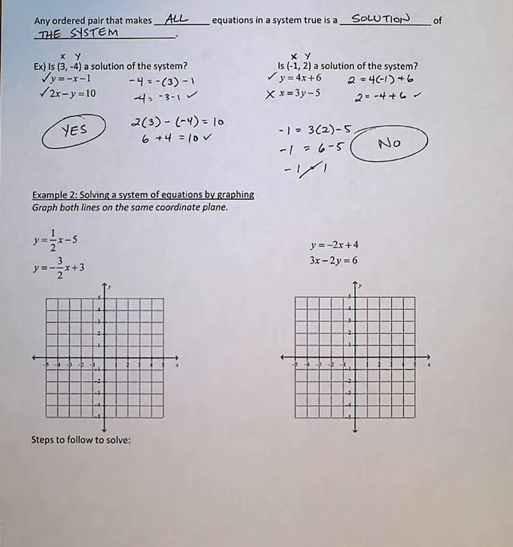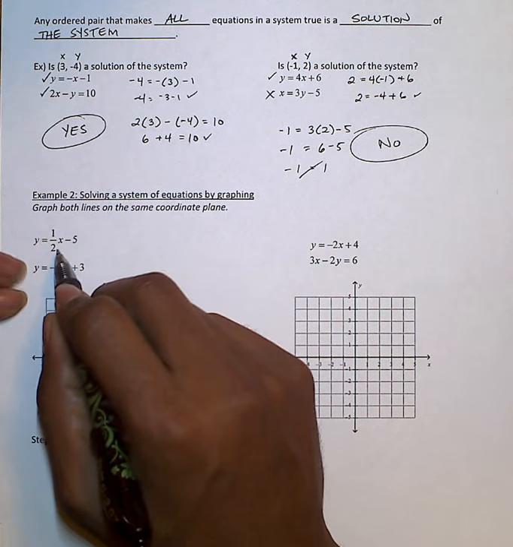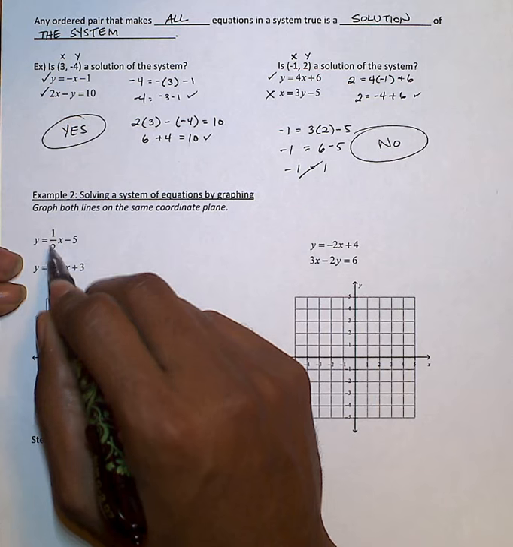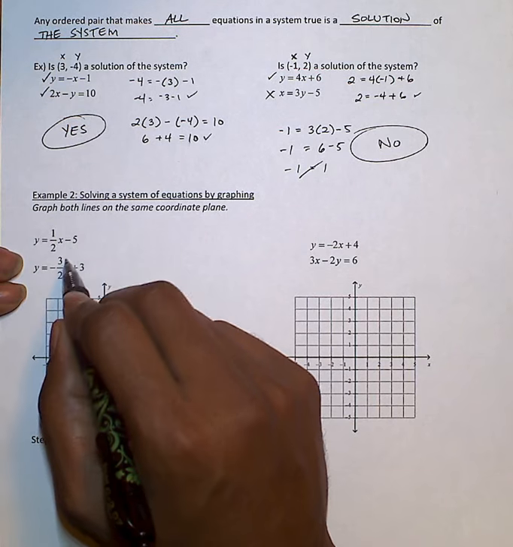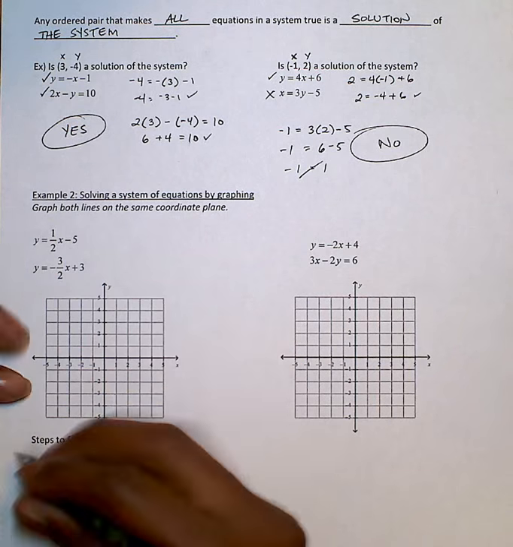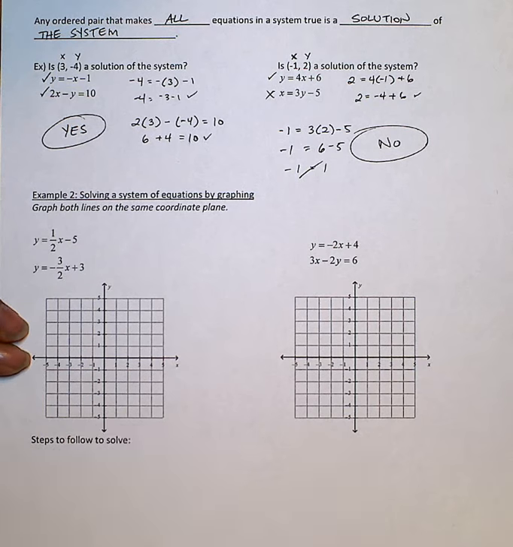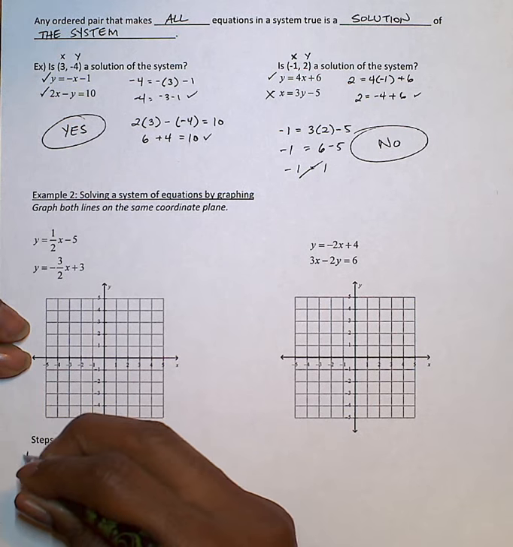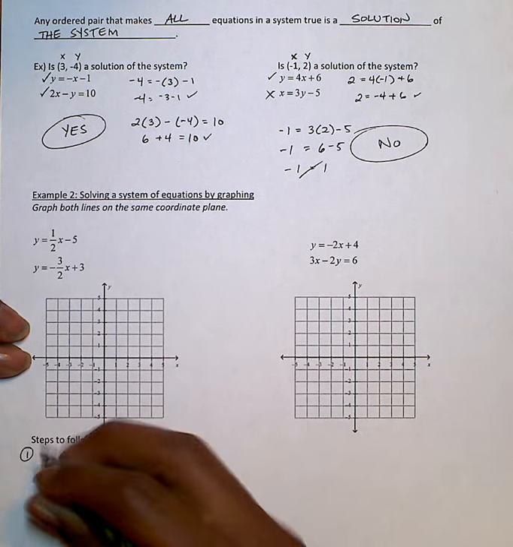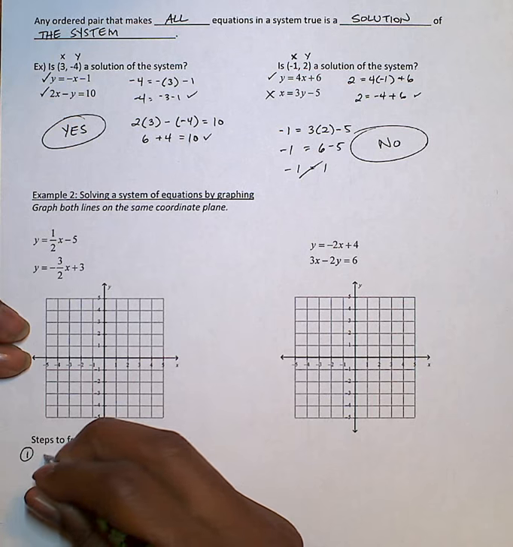So this first one's set up really nice for us. We have both of them in slope-intercept form, and that's the form that we really like a lot. So we have y equals 1 half x minus 5. We're going to graph this. The first thing that we want to do, actually I'm going to list these steps to follow so that we can follow along and see that I'm following them. First thing, we want to put it in slope-intercept form.